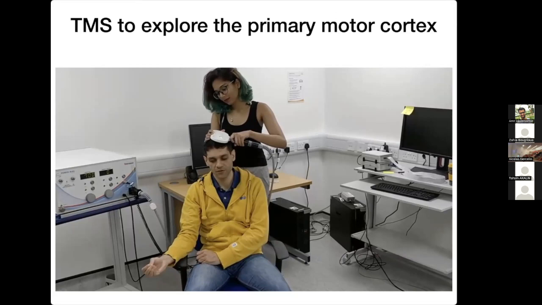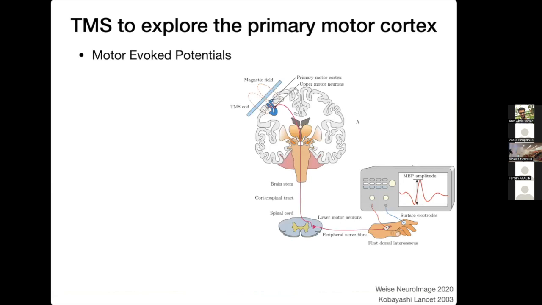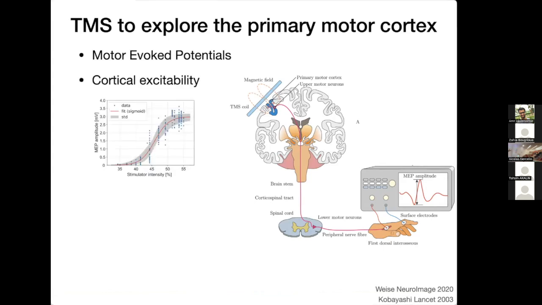And this technique can be used in a variety of ways. Of course, we study motor cortex a lot, and in general, we don't rely on just looking at the hand of the person. We record the electrical activity of the muscle, and we record what is called a motor evoked potential, the muscle contraction that is evoked by this brain stimulation. And we measure cortical excitability, basically how easy it is to get this contraction, right? How high do we have to set the machine to get the contraction?